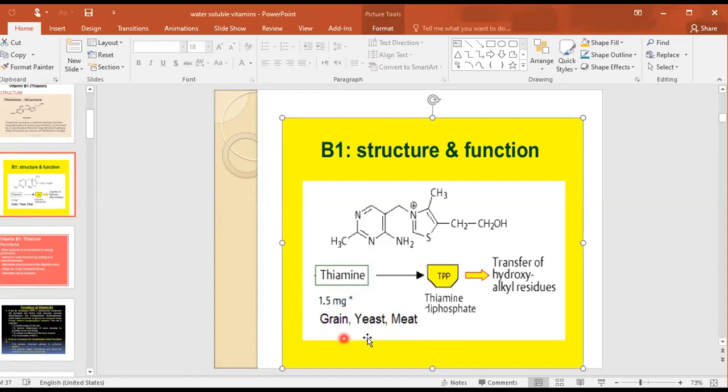These are the rich sources of thiamine. Okay, inside our body, thiamine is converted to a very important cofactor, which is thiamine phosphate. This is the active part of thiamine, and it acts as a cofactor in many of the carbohydrate metabolism reactions of the body.